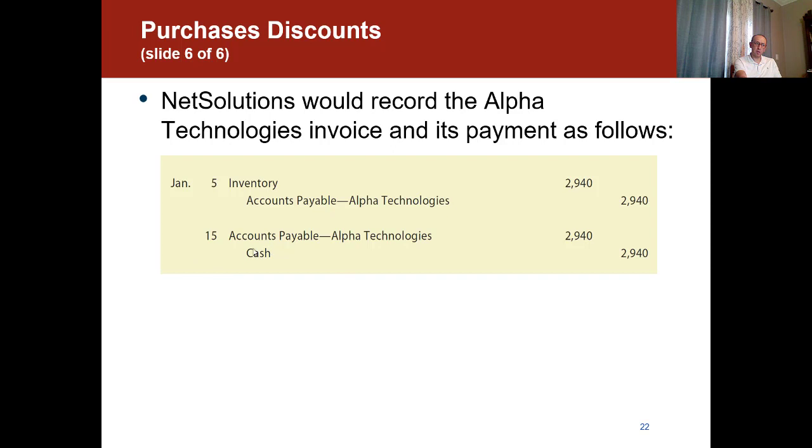When we're paying off our debt or our accounts payable, we reduce the liability, and when we reduce the liability, we debit the accounts payable. And then we also paid cash, so we're reducing the amount of cash, which is an asset, so that's why cash is on the credit side. And again, the main thing here is that we didn't use the $3,000, we used the $29.40, which is the discounted value.